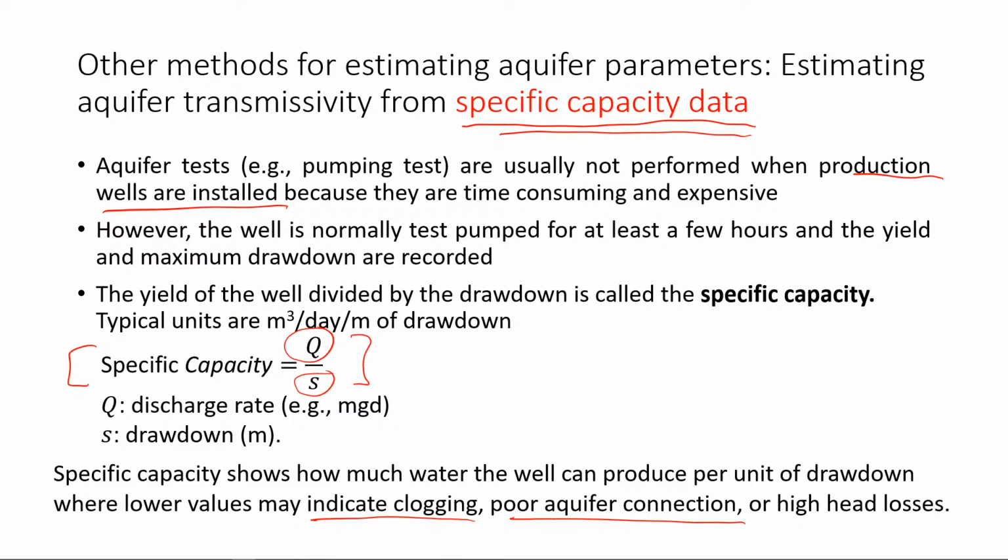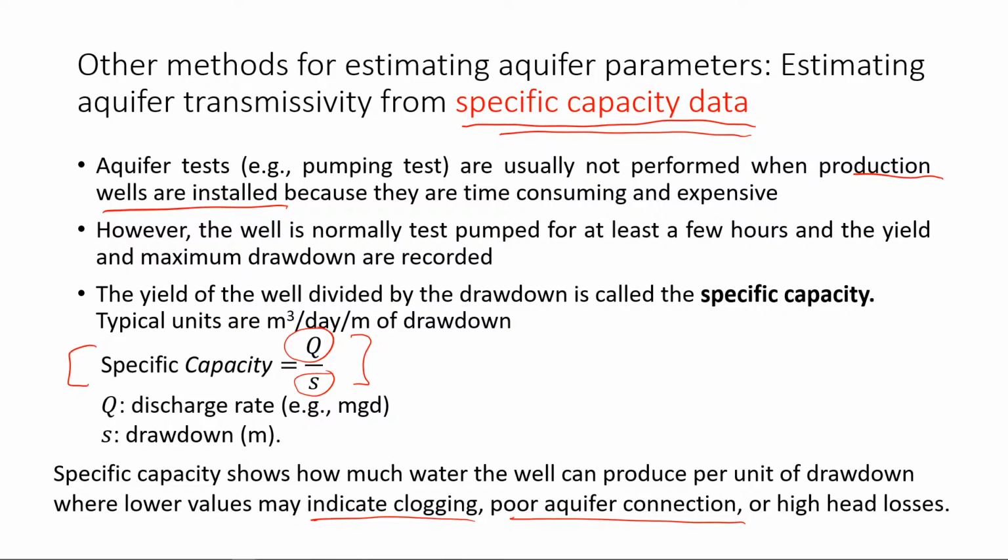Another thing behind a low specific capacity is head loss, high head loss. High head loss would be excessive drawdown that can cause turbulent flow, from improper screen design or from pumping too fast, and that could cause energy loss beyond the aquifer's natural resistance. So those are also things that you could learn from specific capacity.